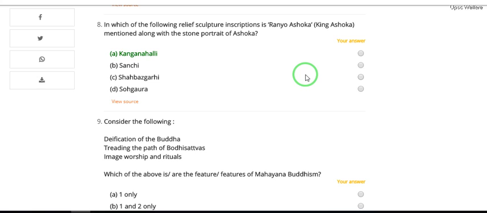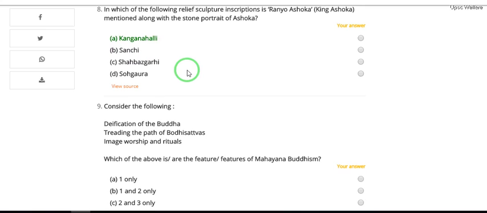Which one of the following relief sculptures with inscription is Ranyo Ashoka? When we are talking about Sanchi, it is going to be a Buddhist site. So definitely A is going to be correct. Kanganhalli, I think, falls in Karnataka. So of course we will go with A. This is of course Ranyo Ashoka.